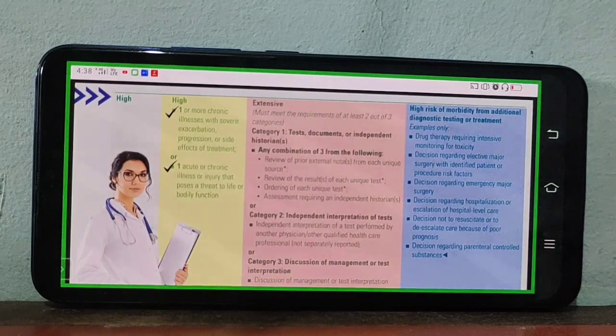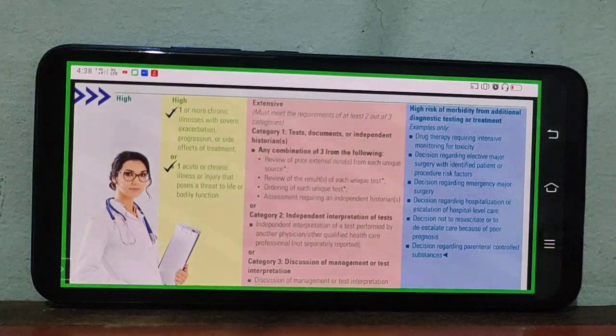Or one acute or chronic illness that progresses to life-threatening. For example, kidney failure, lung failure, cancer, HIV. So these are the life-threatening conditions. So if a patient has any acute or chronic life-threatening condition, that will get 1 point.